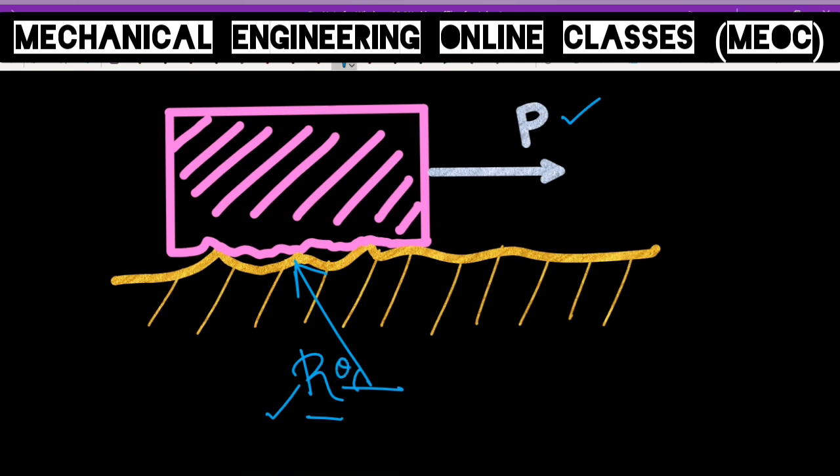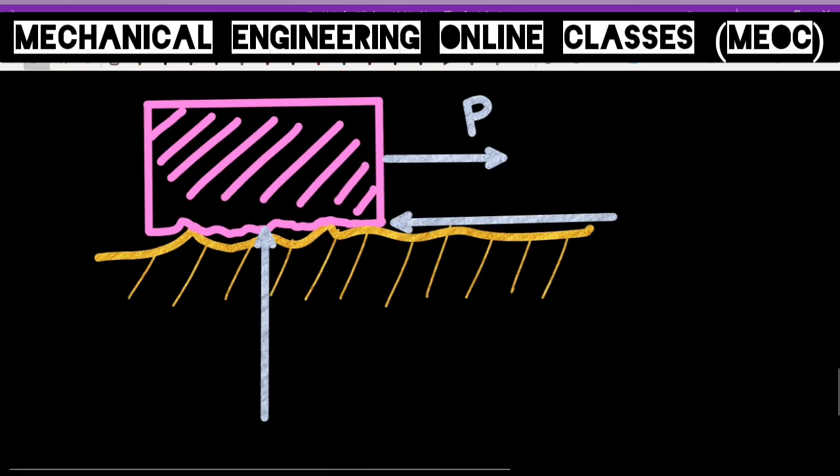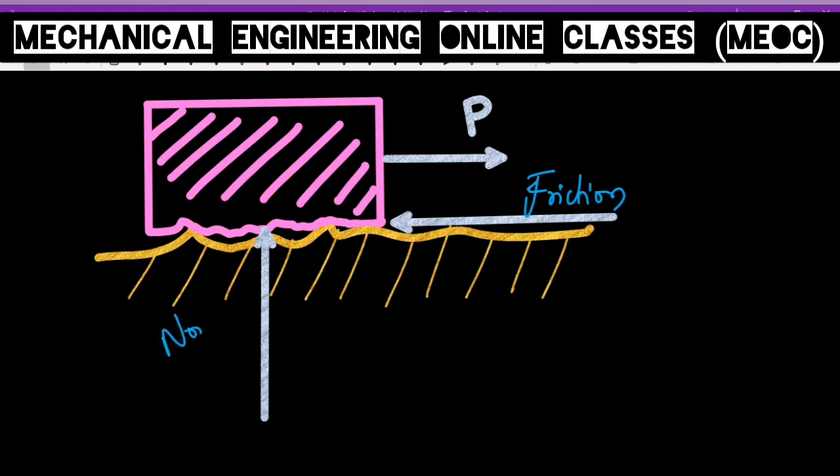So in order to make our analysis simpler, we shall resolve this R force into two rectangular components. One is a vertical and the other is a horizontal, as shown here. So this horizontal force is the friction, and this vertical component of that resultant R is the normal reaction. So this was the R, which is resolved into two forces. The horizontal component of this R is friction, and the vertical component of this R is normal reaction.